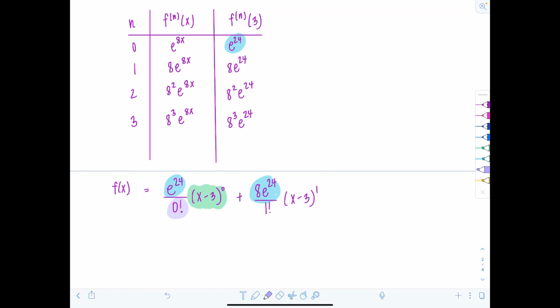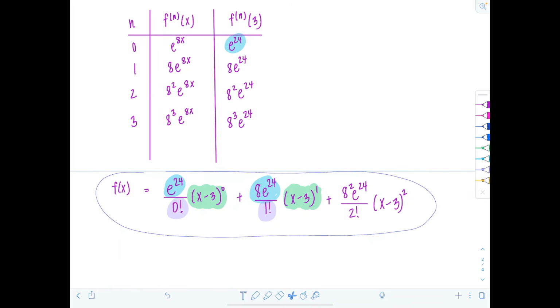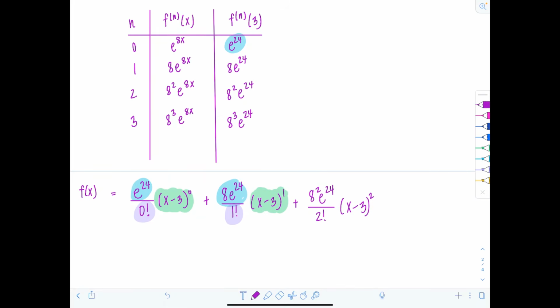1, 2, 3. Is it getting repetitive? If it is, that's fabulous. Then that means you're picking up on the pattern. Plus 8 squared e to the 24th over 2 factorial x minus 3 squared. Let's do one more. Let me scoot this over. I feel like we're running out of space. Oh, much better. Plus 8 cubed e to the 24th over 3 factorial x minus 3 cubed plus yada, yada, yada.